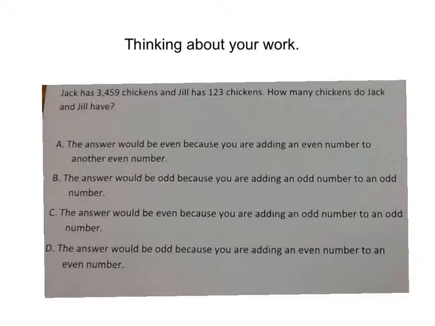I know that when I have two amounts combined, I'm going to be adding. So I know that Jack has 3,459, and I'm going to write that above Jack's name and circle Jack's name. And Jill has 123. So I know right now my quantities for Jack and Jill's chickens. How many chickens do Jack and Jill have? So I'm looking for how many chickens Jack and Jill have, which is my total.